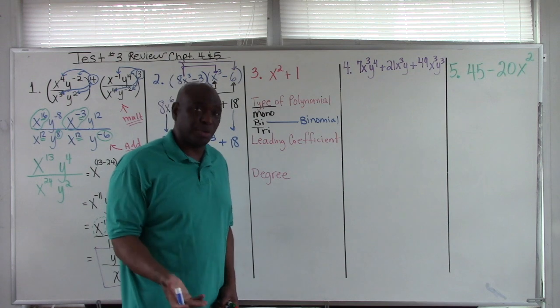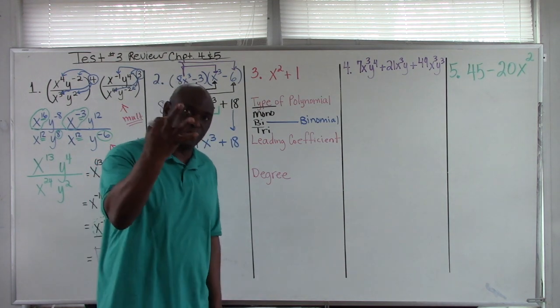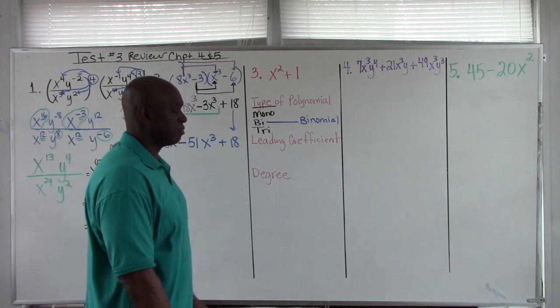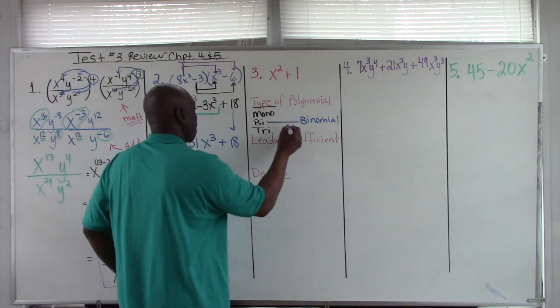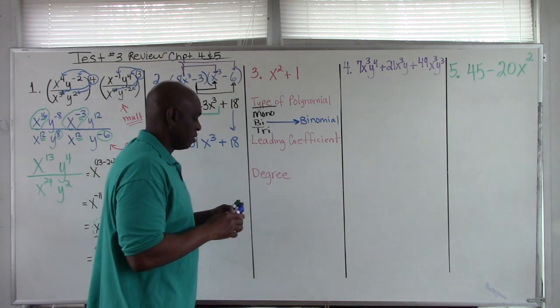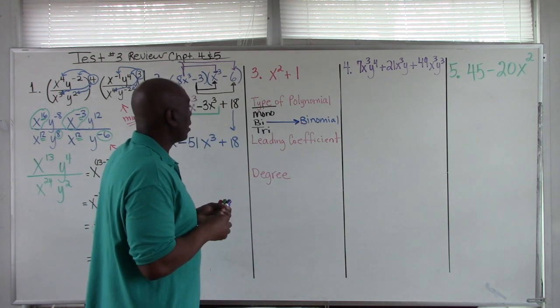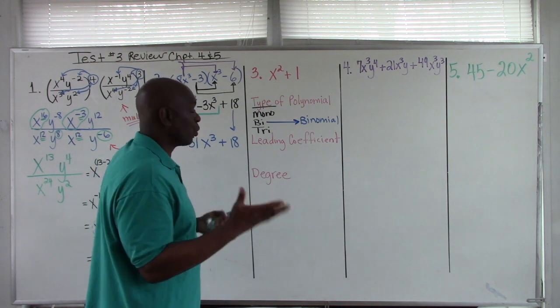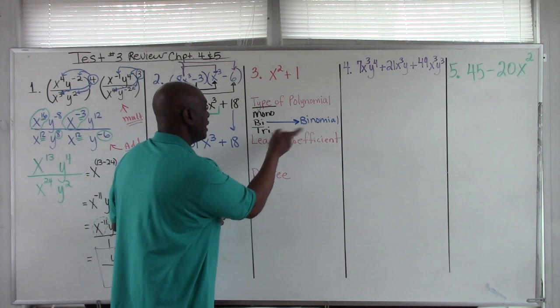If it were 1 term, it'd be a monomial. If it's 3 terms, it's a trinomial. If it's 4 terms, polynomial. All right. Good. And those 4-term polynomials are called quartic, by the way. Quartic.